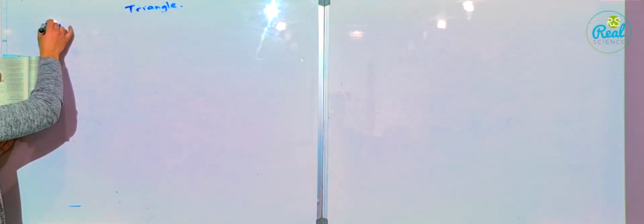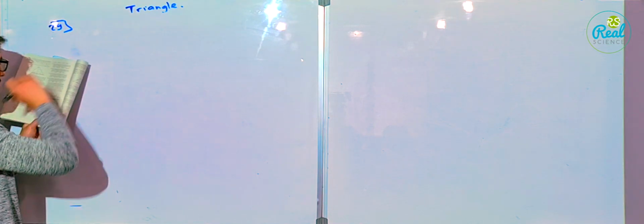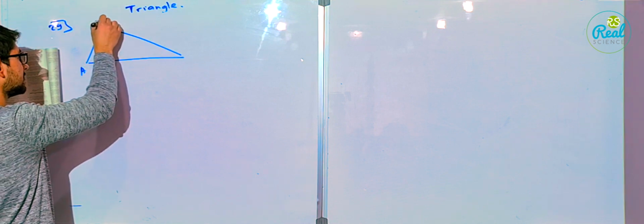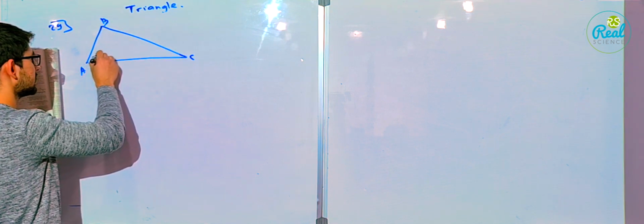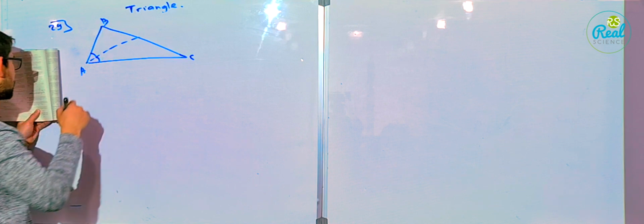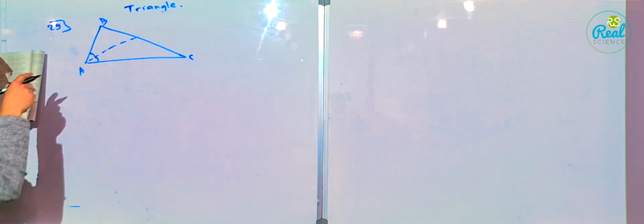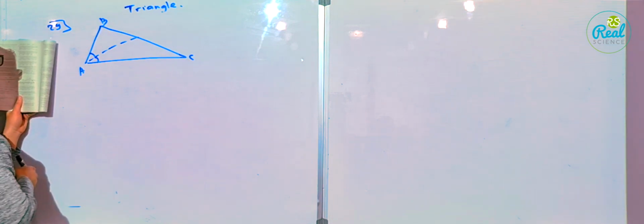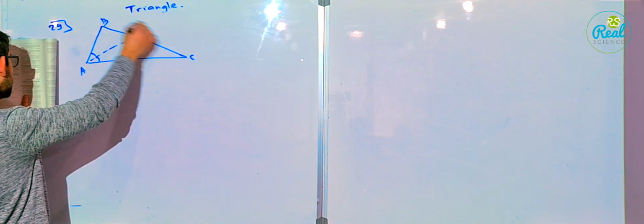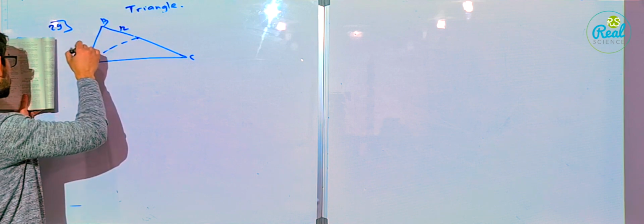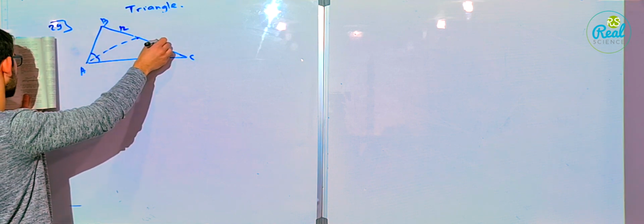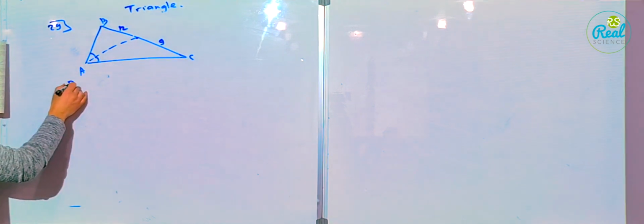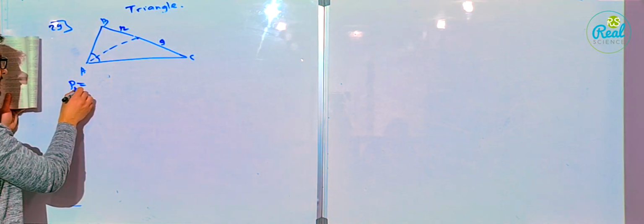So, let's solve exercise 29. You have a triangle ABC, and your bisector is drawn from A. So the angle is being divided into two equal angles, right? Yes, this is your bisector. It's cutting BC into line segments of 12 and 9. You have to find the perimeter of triangle ABC.